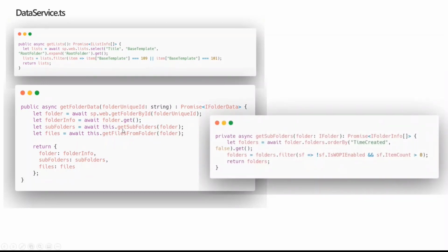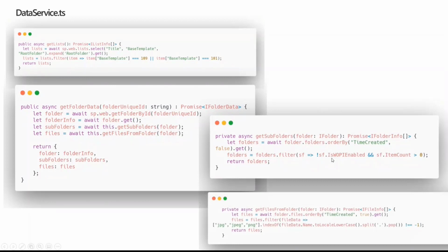So with get subfolders, which is one of my own, I just use once again PnPjs to get all of the data. And I filter specifically on is WPI enabled to be false, which filters out all of the out-of-the-box hidden folders from SharePoint, and only those where there is at least one file inside of that folder. And then the last one is get files from folder, so I fetch all of the files. Now, this is a specific one because I couldn't figure out the CAML query. I'm sure there is one. So after I get all the files, I filter them to be of an image type to render them on the screen.